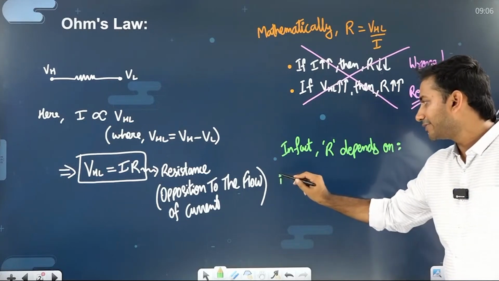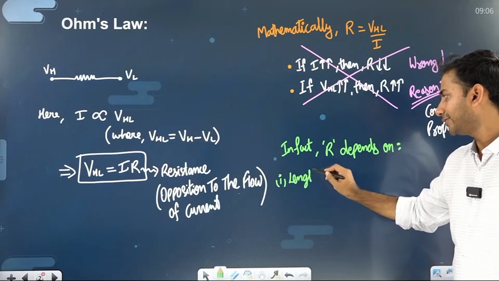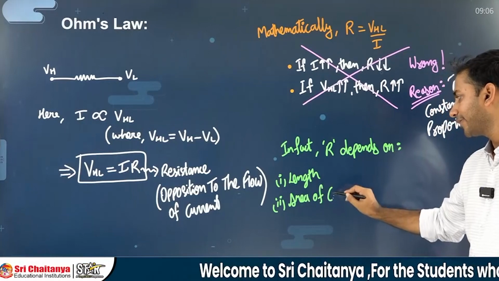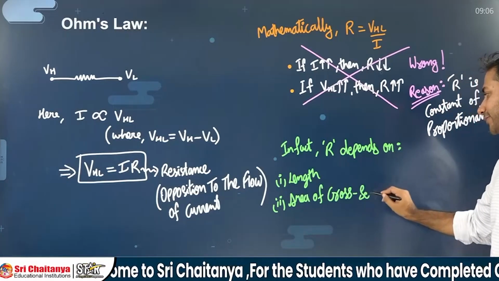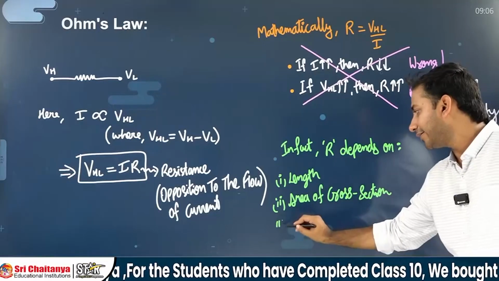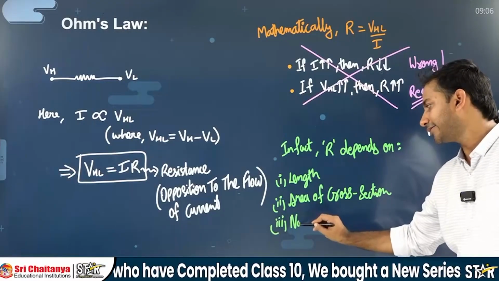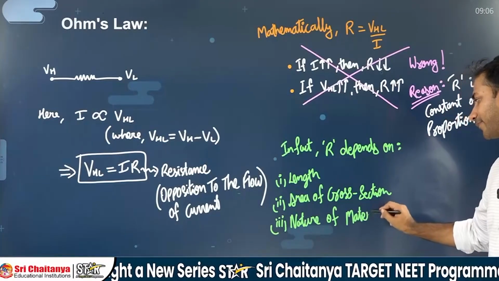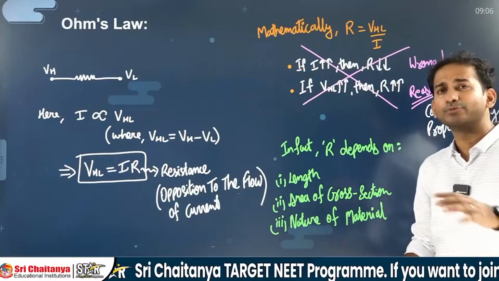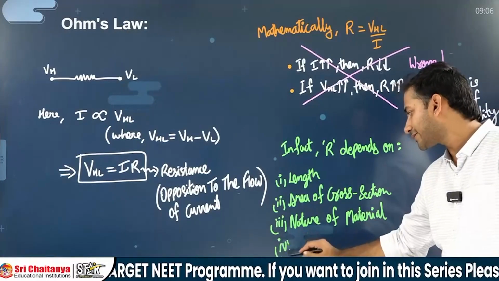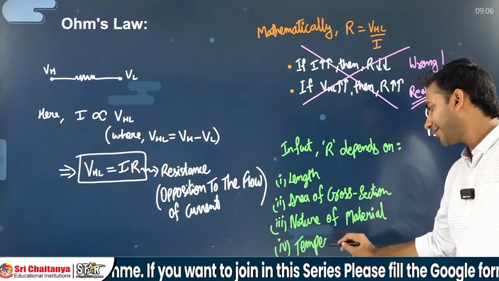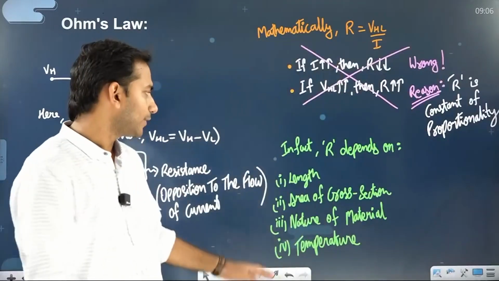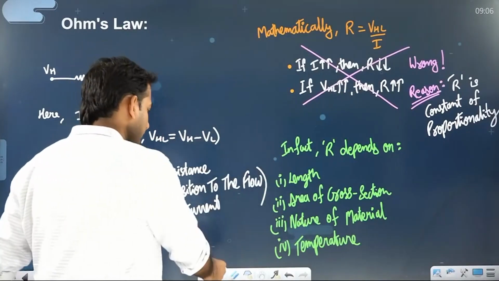So resistance depends on, first thing, the length. Second thing, the area of cross section. Third thing, the nature of material, whether it is iron, steel, aluminium, wood and all, very good conductor, poor conductor, like those things. And the fourth thing is temperature. In fact, if you change the temperature, you are indirectly changing the absolute nature of the material. So these are the things on which the resistance depends.